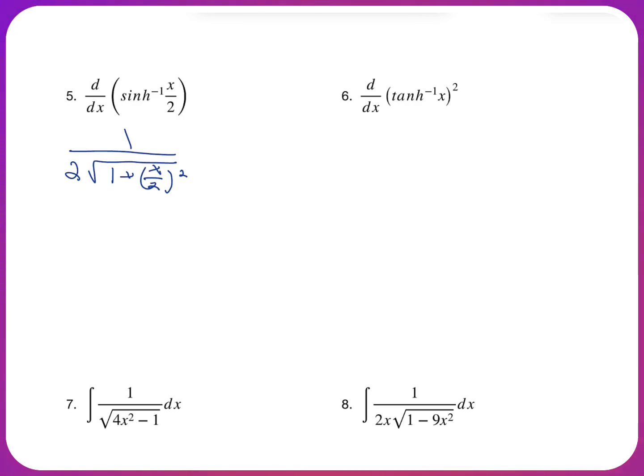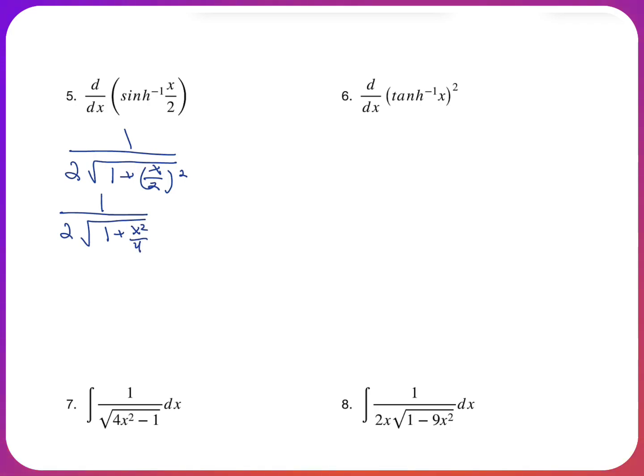Okay, so we found the derivative, but now we need to simplify our answer. I'm going to start by distributing that square to the x and to the 2 to rewrite my function as 1 divided by 2 times the square root of 1 plus x squared over 4. I still need to do some simplifying. I don't want to have a fraction underneath the radical if I can get rid of it. Since 4 is a perfect square, I'm going to rewrite 1 as 4 over 4, and so I get 4 over 4 plus x squared over 4. Adding my like terms, that gives me 4 plus x squared over 4.